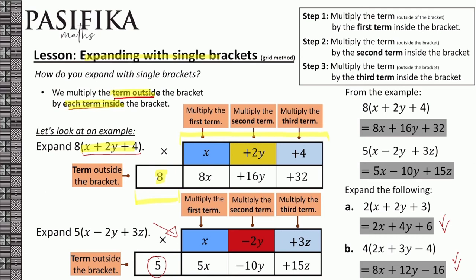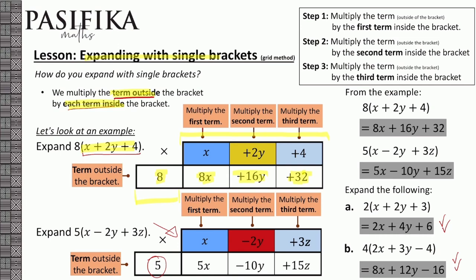And then we just multiply the first term. So 8 times x is 8x. Then multiply the second term. 8 times positive 2y is positive 16y. And then multiply the third term. 8 times positive 4 is positive 32.